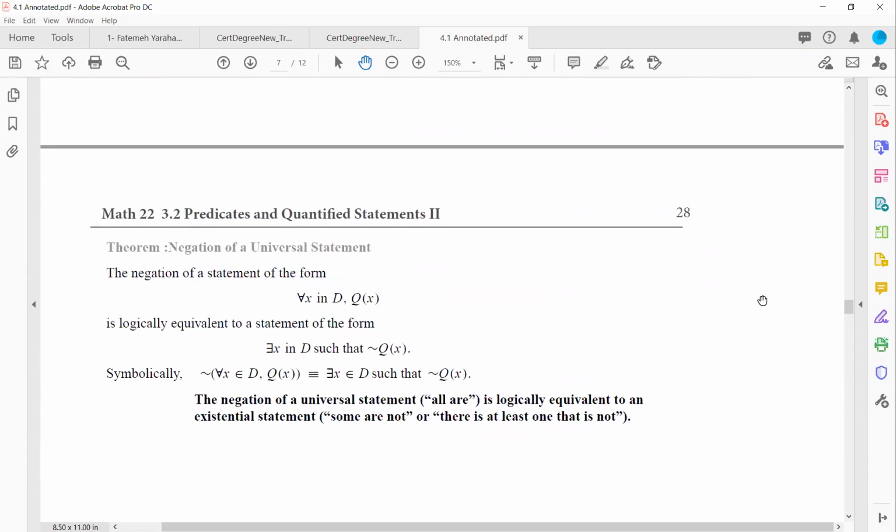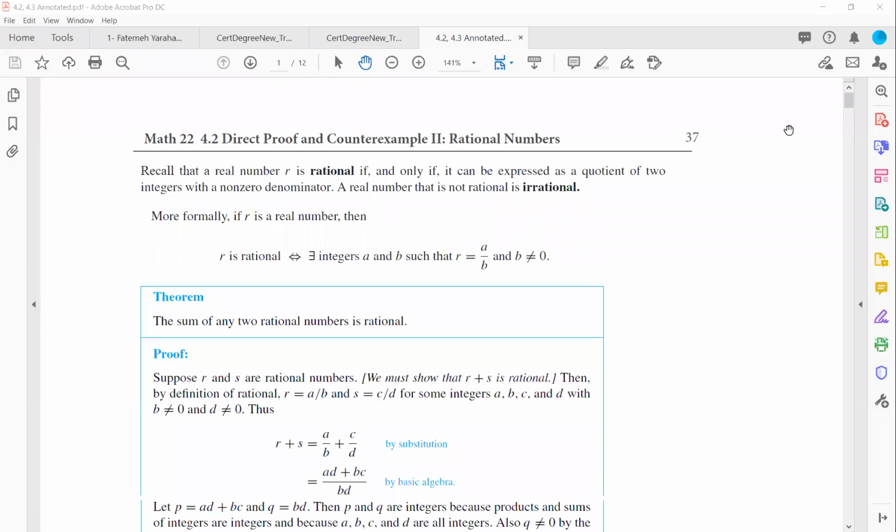Okay, I think I jumped to a different topic. Let us move on to a new definition. Definition of a rational number. We say that a rational number R is in the format of a fraction, A divided by B. A and B are both integers, and B in the denominator cannot be 0.